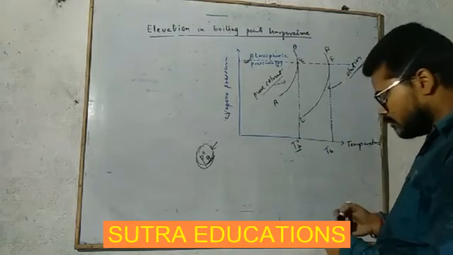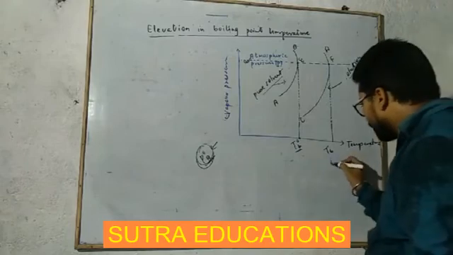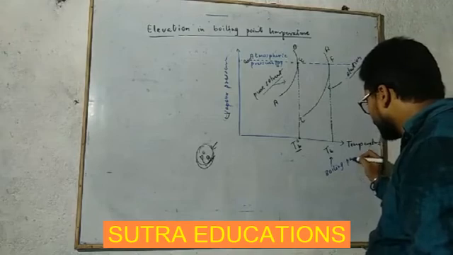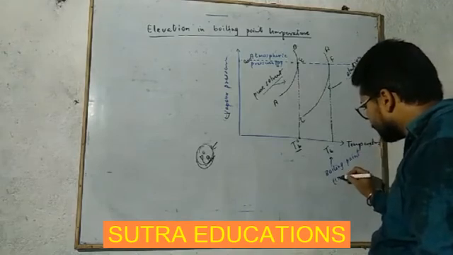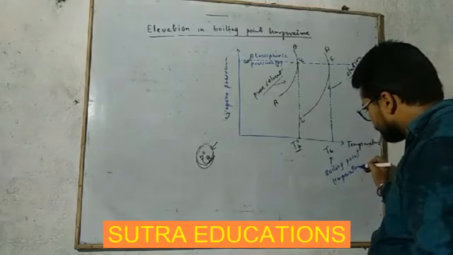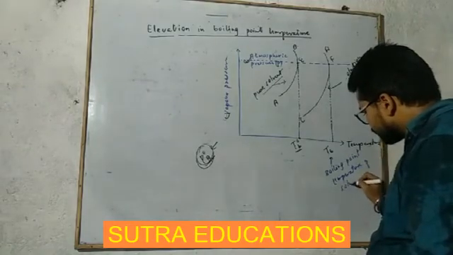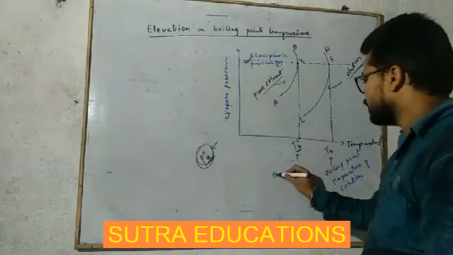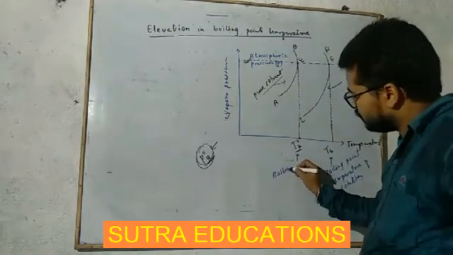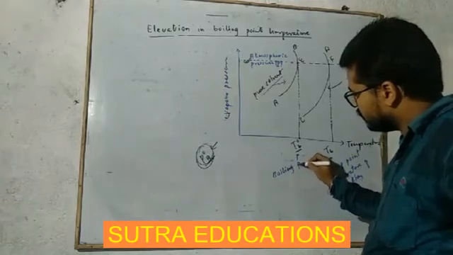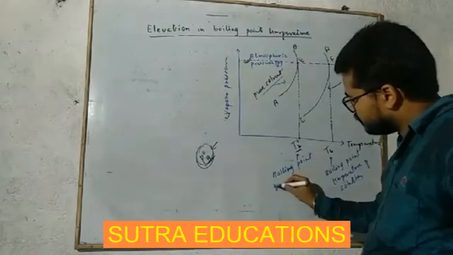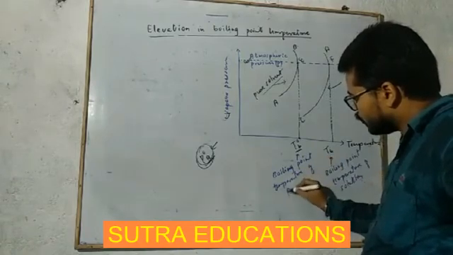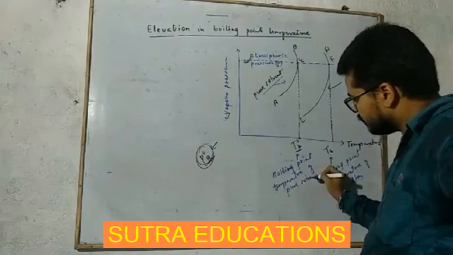Getting this now? What is TB? TB is boiling point temperature of solution. This T0B is boiling point temperature of pure solvent. Okay.